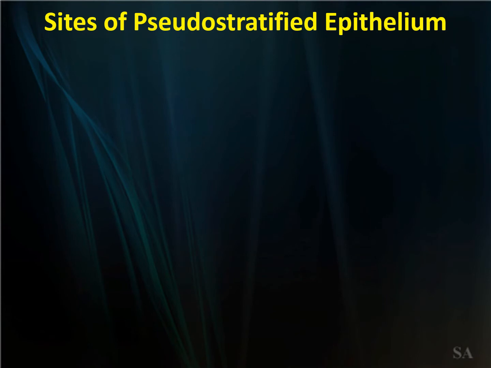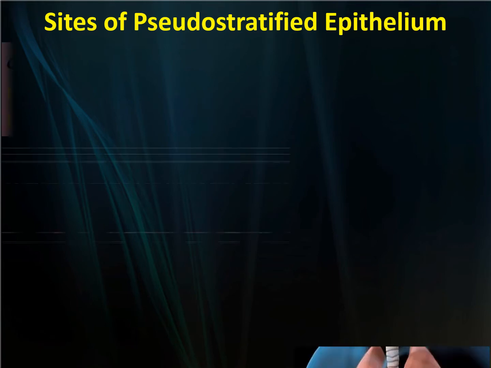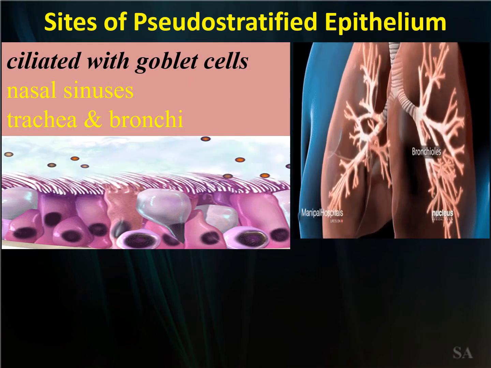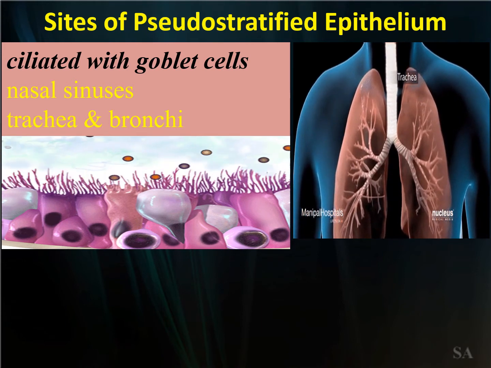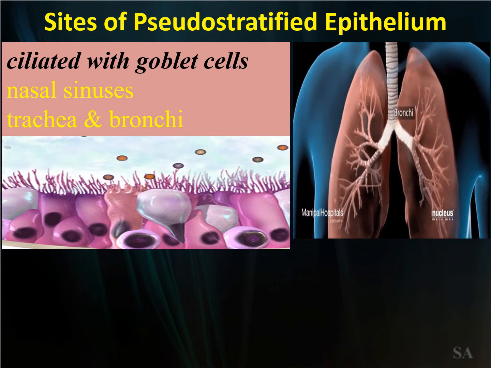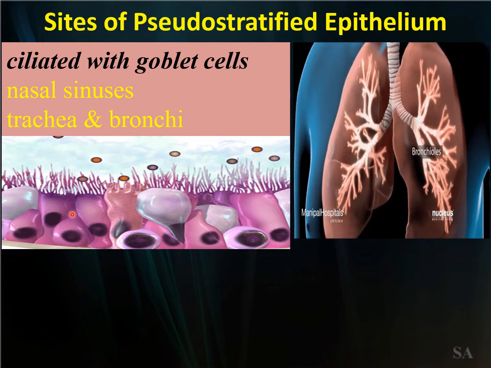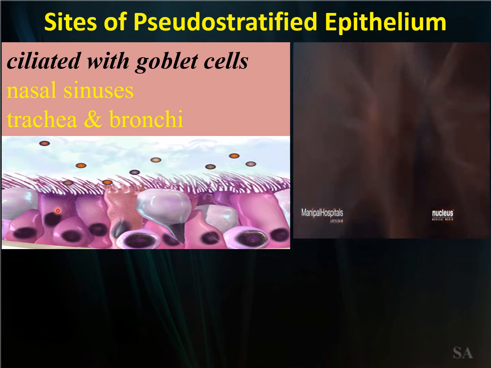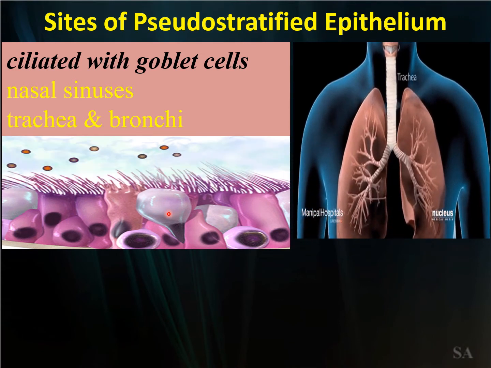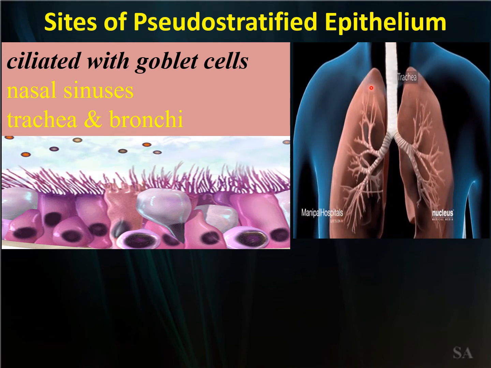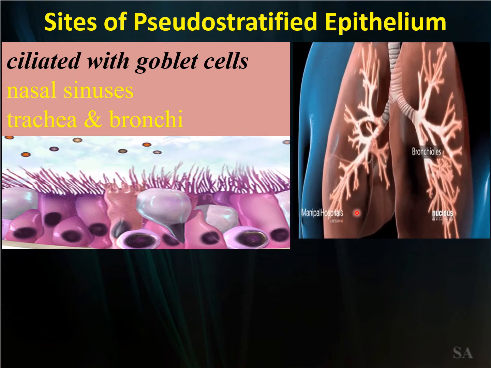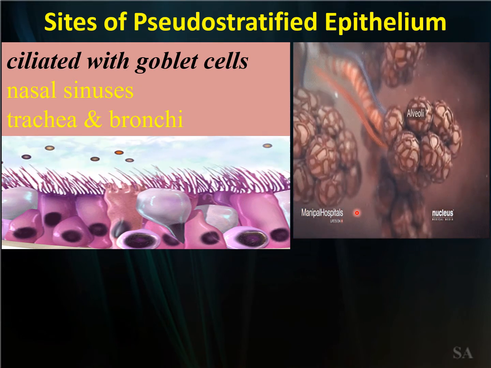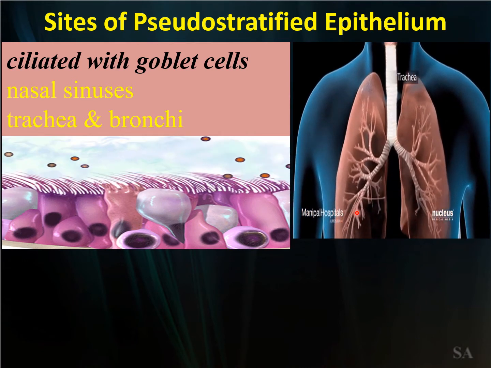Sites of pseudostratified epithelium: it has three very important sites according to its modification also. We have ciliated pseudostratified columnar, which also has goblet cells. It is present in the nasal sinuses, bronchi, and trachea. This is the pseudostratified epithelium. As we see, the nuclei are present at different levels. These are the goblet cells, present in the nasal sinuses, trachea, and bronchi. So the first type is pseudostratified columnar ciliated with goblet cells.